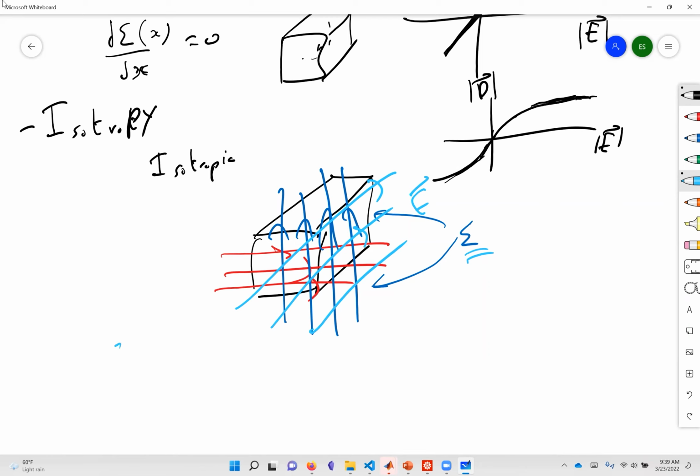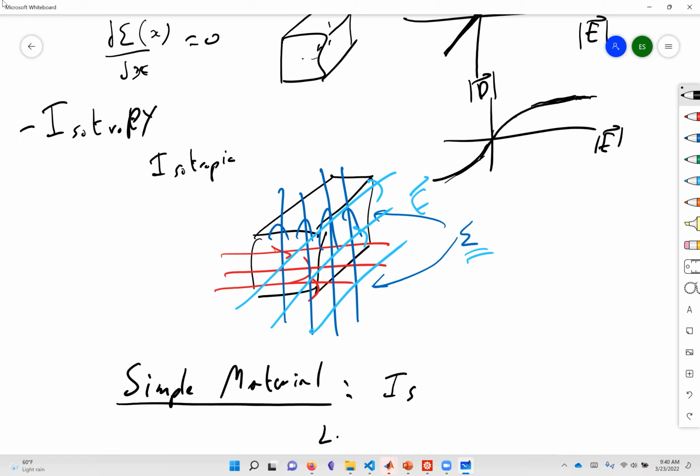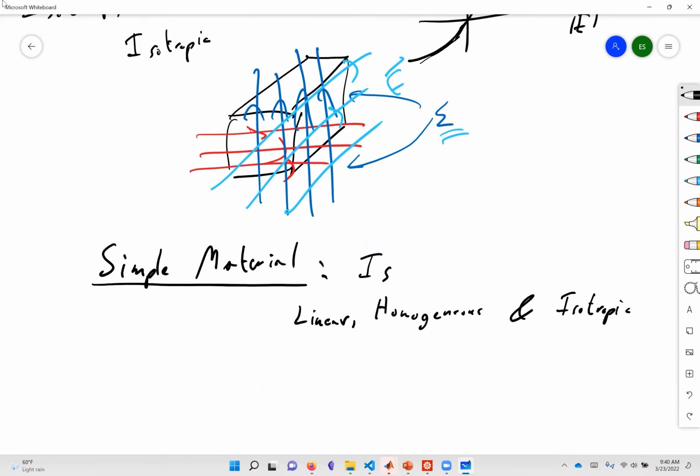So this is the concept of a simple material. Most electrical materials are simple. I'm applying a lot of jargon here, but now you understand the jargon. A simple material is linear, homogeneous, and isotropic. Most dielectric materials can be assumed to be linear, homogeneous, and isotropic.